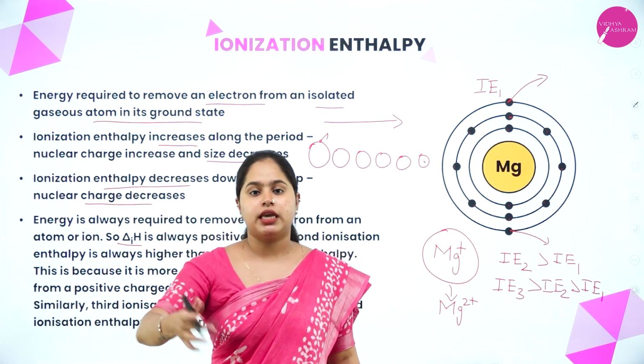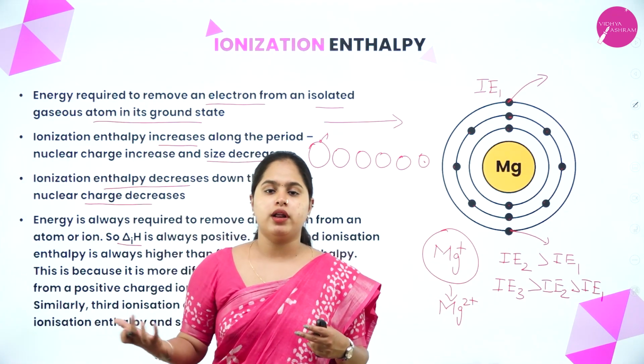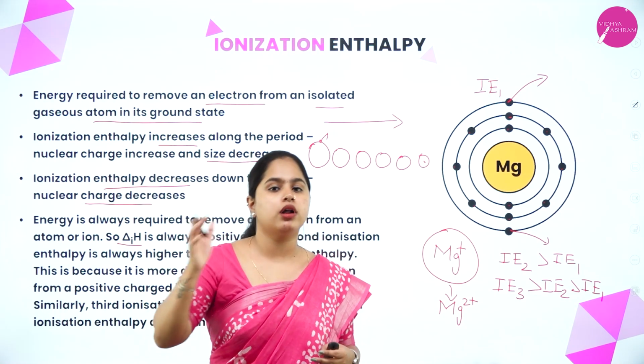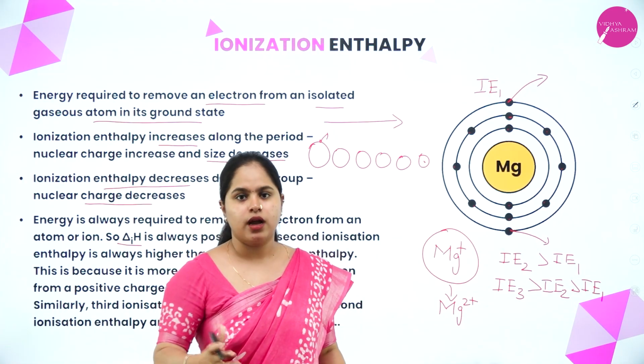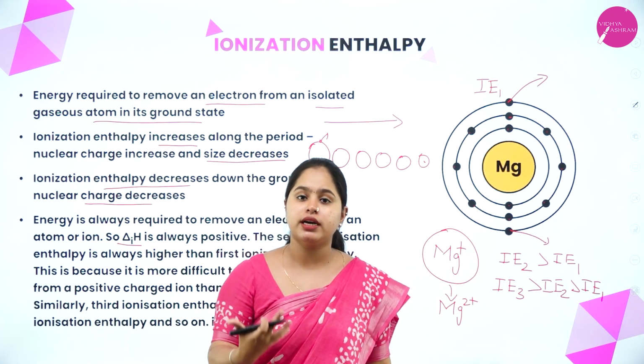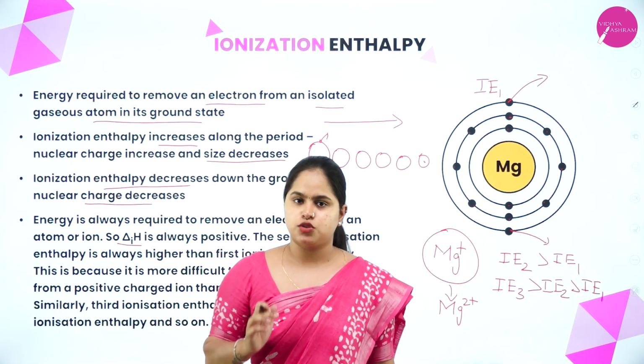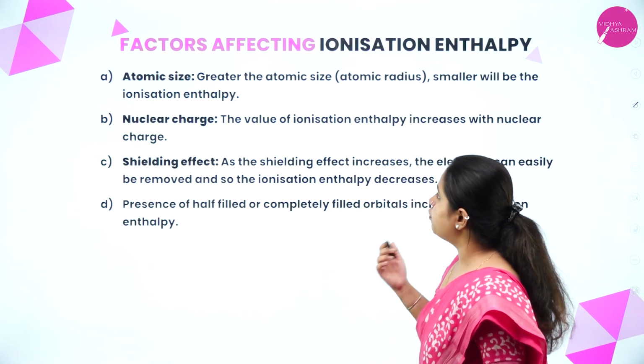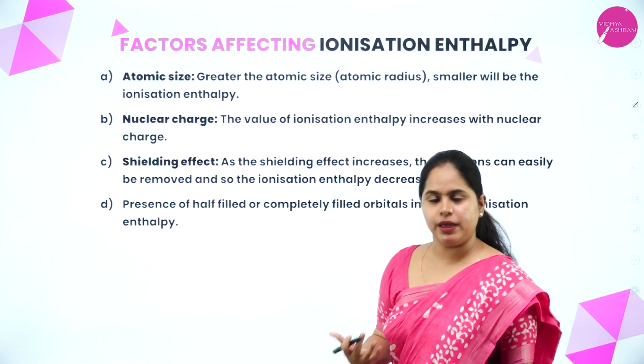So as we keep on removing more electrons, what happens? More energy is required, because the attraction, or the nuclear charge, keeps on increasing. So I hope it is clear. Now, which are the factors on which ionization enthalpy depends?